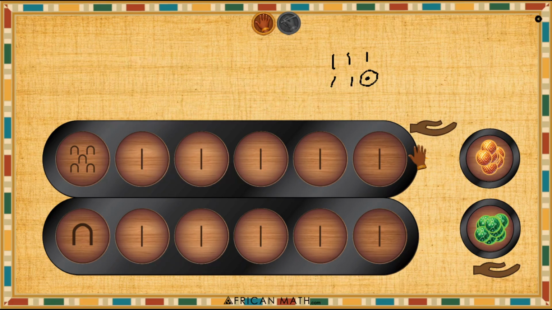Now let's say we want to put 5 together with 3. So we have 5 here, and then we're going to do something called counting on. We're going to count on from 5. So we have 5, 6, 7, 8. So 5 put together with 3 is the same as 8. And we can put those in our African abacus. So now we have 5 put together with 3. 1, 2, 3. Counting on from 5, 6, 7, 8.